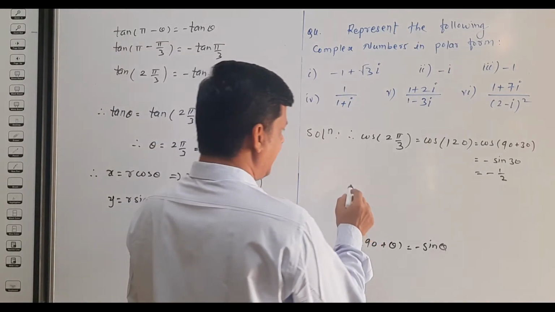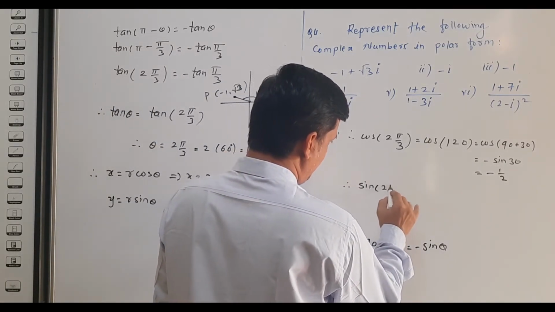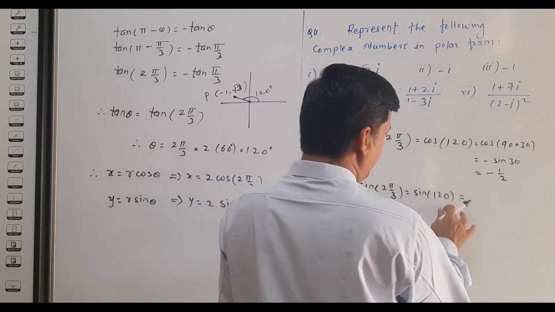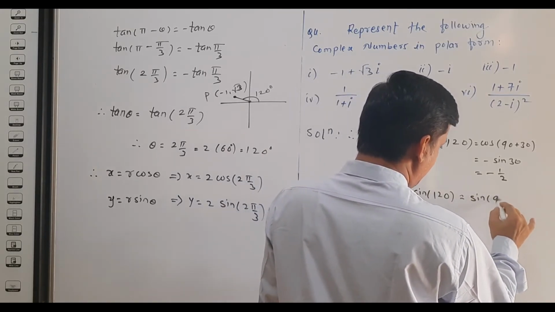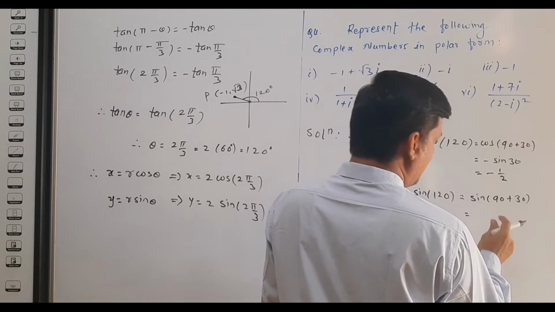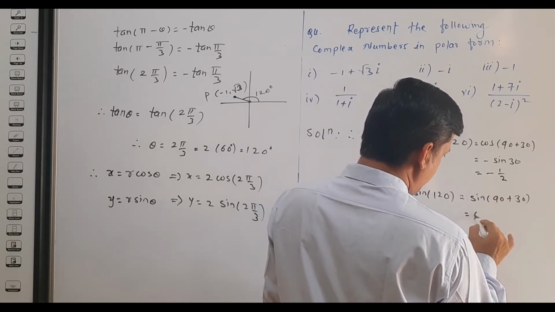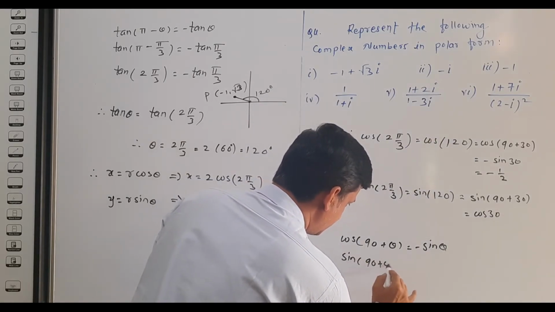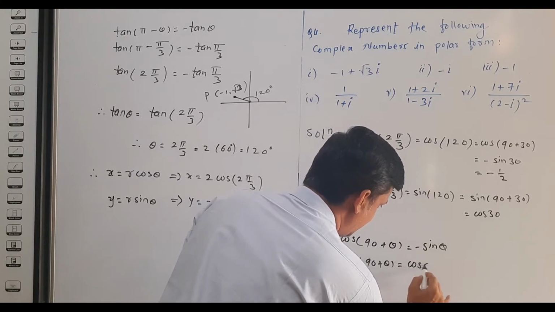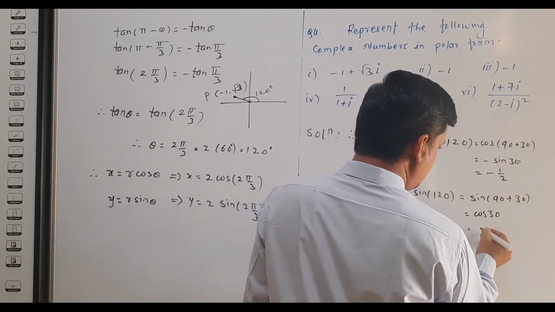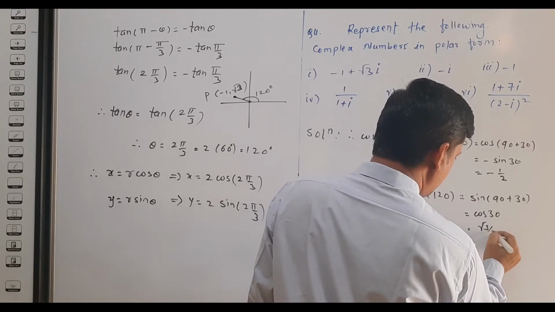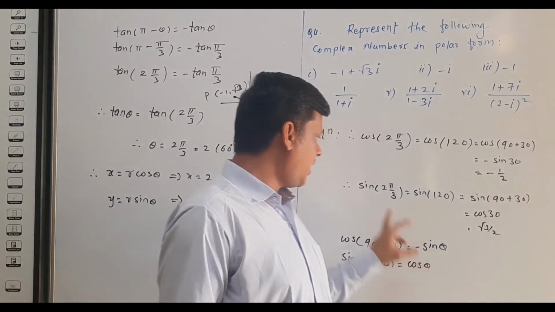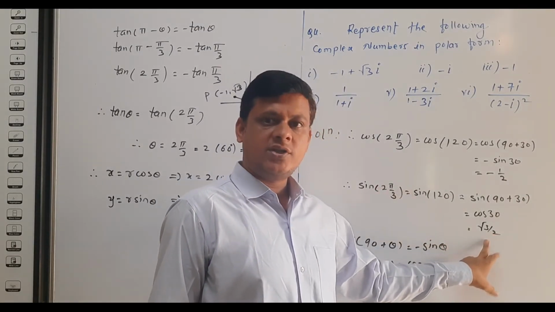Then next we have to find sin 2 pi by 3, that is equals to sin 120. Again this sin 120 we write as sin (90 plus 30), and sin (90 plus 30) is cos 30, because sin (90 plus theta) is equals to plus cos theta. So cos 30 is root 3 by 2. Now we have the value of cos 2 pi by 3, that is minus 1 by 2. We have the value of sin 2 pi by 3, which is root 3 by 2.